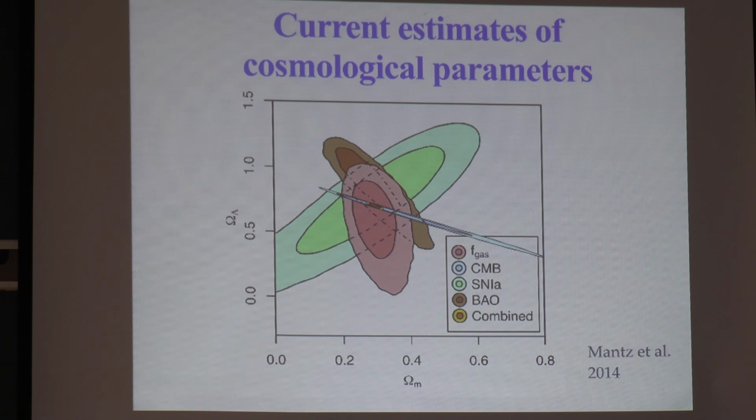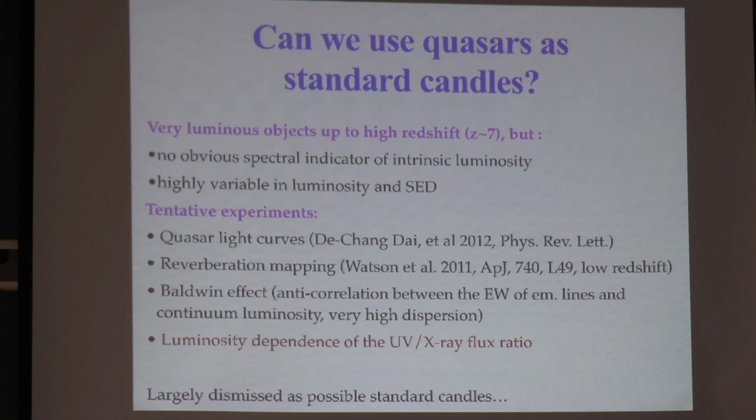So, based on this framework, let me introduce what we can do with quasars, and then it will be clear why I believe it's a good and important step forward in this field. Okay, quasars are very luminous objects, and they are easily observed, well, not very easy, but they are observed up to very high redshifts. So they will be perfect standard candles. They are easy to observe, and we can observe them also in the early universe. However, until now, all the attempts to make them standard candles failed, because there is no obvious spectral indicator of the intrinsic luminosity, and they are also highly variable.